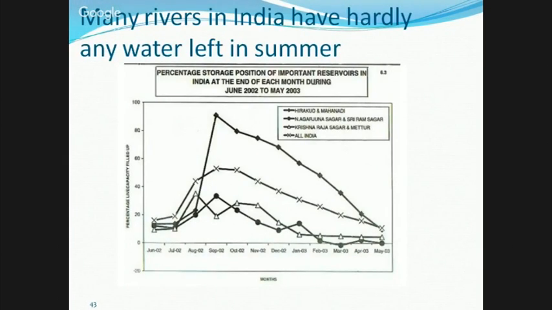This just shows the flow pattern in our major rivers. You find that in most of the rivers we get the water in the months from July to September, and for the remaining part the water availability, shown here as capacity in percentage, is very less. Only in this particular period of July to September, or maybe up to September end, are we getting sufficient water. Otherwise, in most of the places the water availability is very less.